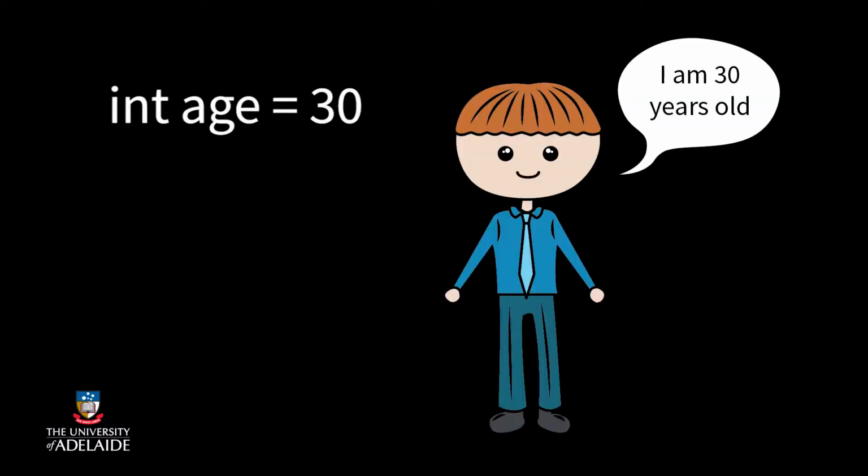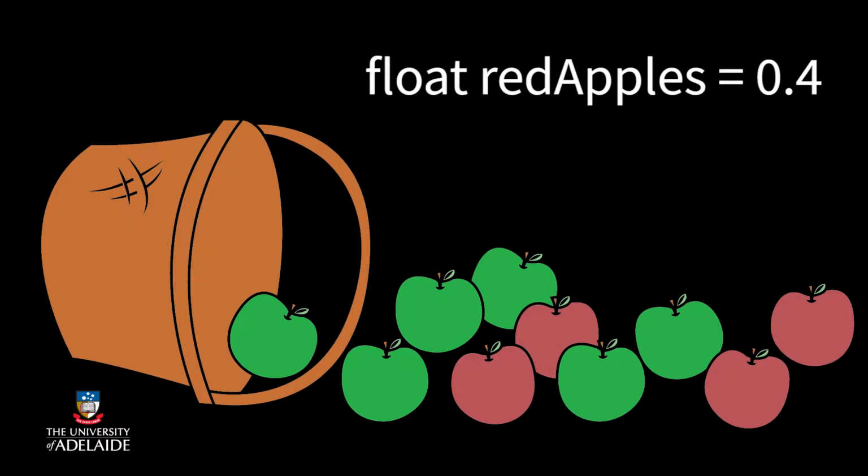We know that we can store whole numbers as integers, such as a person's age in years. We can store fractions in floating point variables, allowing us to store item prices or the ratio of red apples to green apples in a bag. And we have other data types we can represent as variables as well. Using variables gives us greater control in our programs, as well as making our code easier to read.